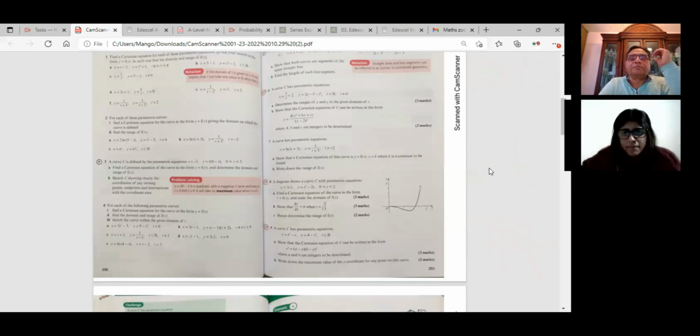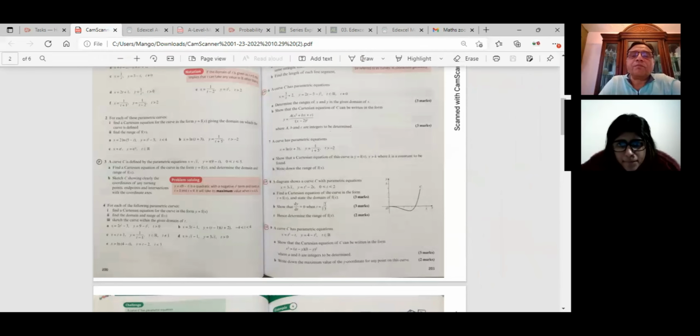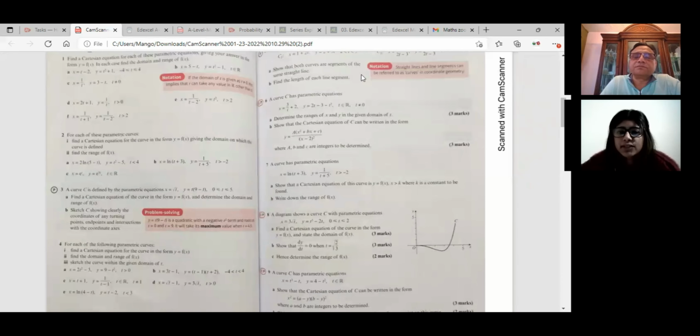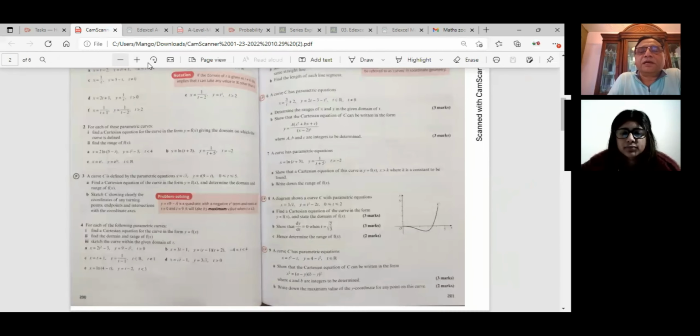Now let's do part B. What is part B? Part B is: show the Cartesian equation of C can be written in the form y equals a x squared plus bx plus c over x minus 2 whole squared. Correct. Now, so basically you have to isolate t from one equation and plug it in the other equation, correct?